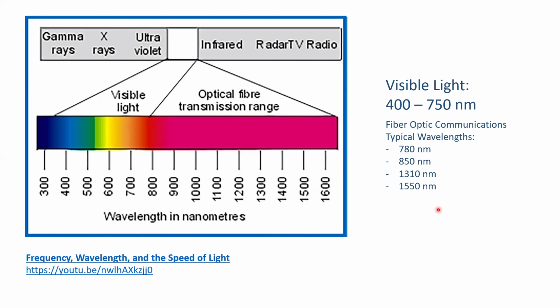Why those? We're going to talk about that next time we see each other. It has something to do with the water absorption. These are, for the most part, the most efficient wavelengths along the invisible-to-us area here that the light travels in an efficient way.